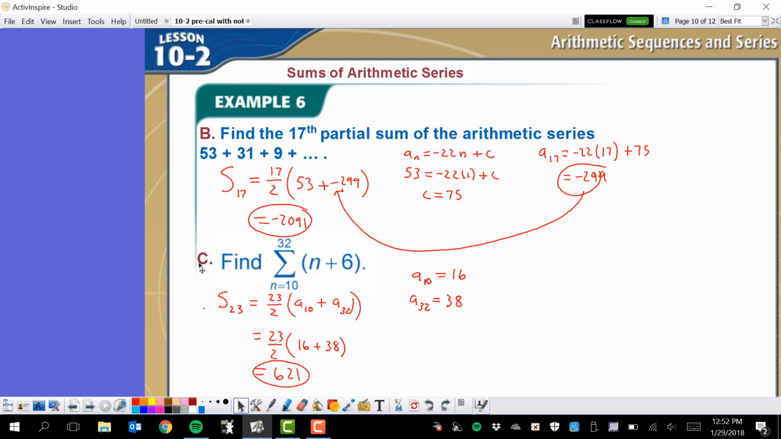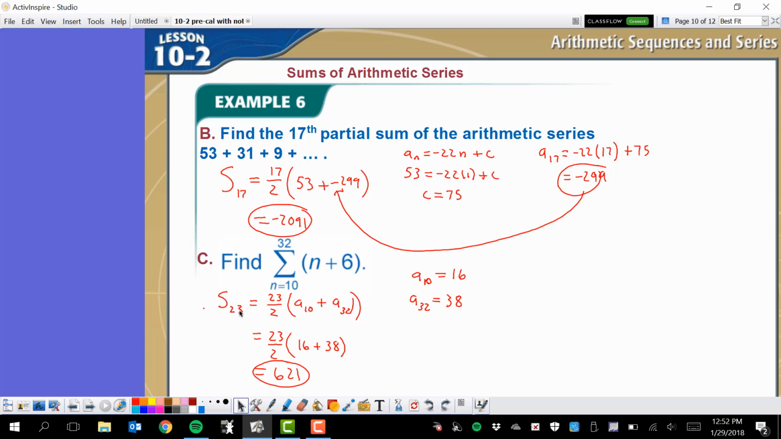Now this notation is a little bit different. This is sigma notation, same kind of concept, but just sigma notation. So we're going to take n plus 6 and add all those terms starting at n equals 10 all the way up to n equals 32. Now you could do that 23 times and add up those numbers, but I don't think that's very efficient. Let's use our nifty little formula here.